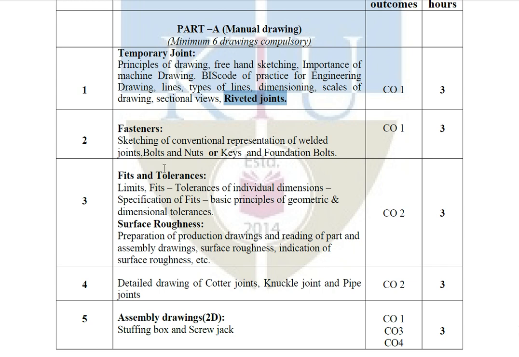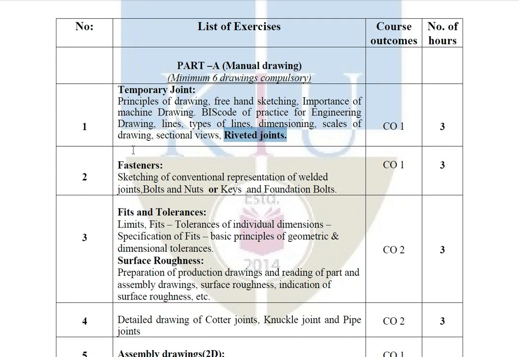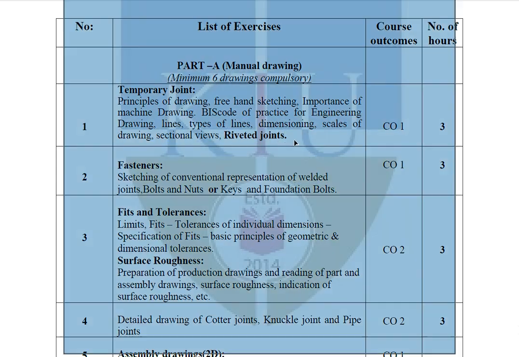The second experiment comes with fasteners. Here you'll be given an idea about how to draw and represent a welded joint, bolt and nut arrangement, and all. There are two types of fasteners: permanent fasteners and temporary fasteners. Welded joints and riveted joints come under permanent fasteners.